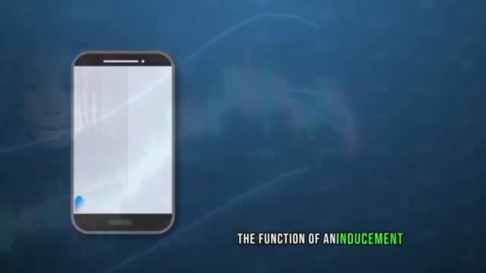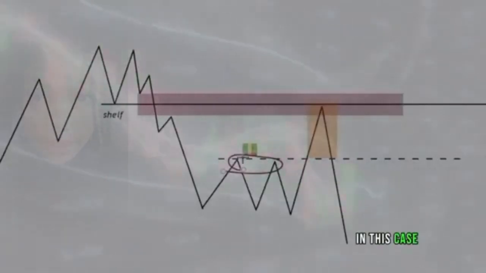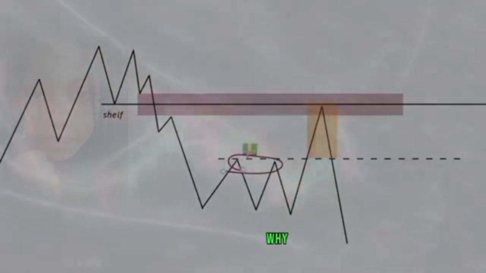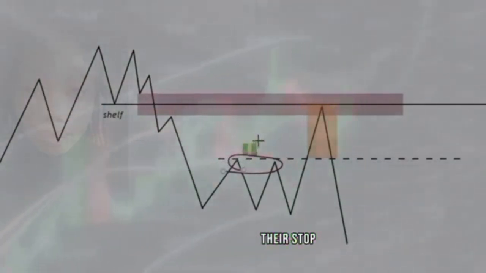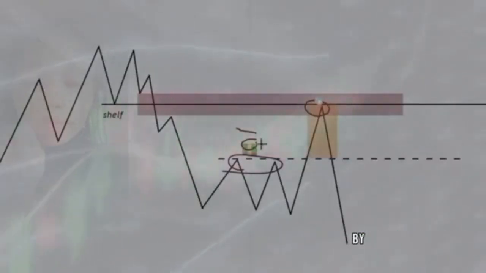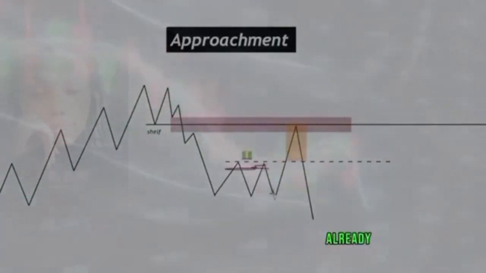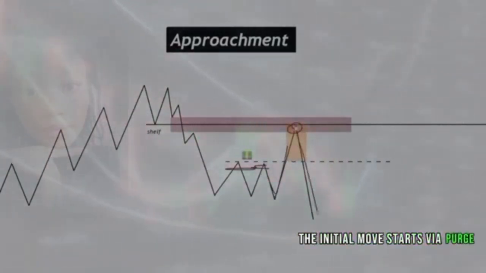So the function of an inducement is to induce traders into taking an early position. In this case, you'd see that retail traders might have taken a trade right here. Why? Because a sign of weakness has been shown and selling pressure started. So their stop losses will be above this level here or somewhere here. So when price does come up and revisit our overlap fair value gap, by doing this, price takes out all the retail traders that sold previously. So anybody that sold in these levels right here already got taken out. And once they get taken out, the initial move starts via purge.